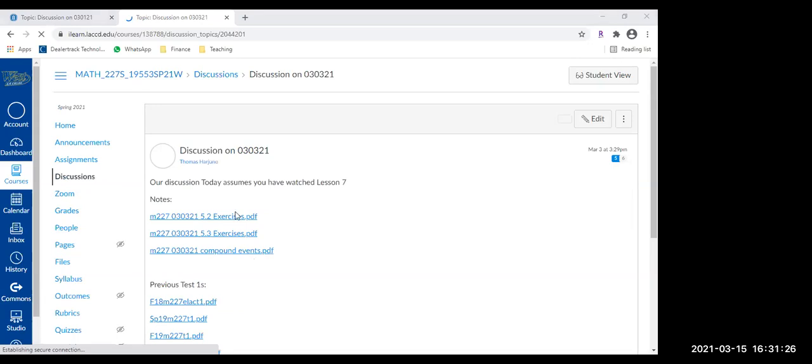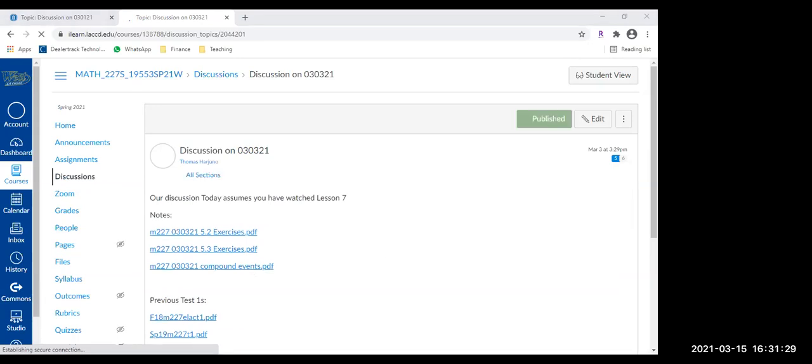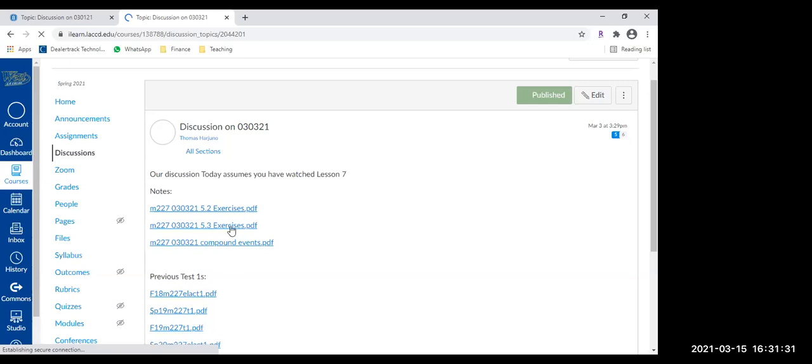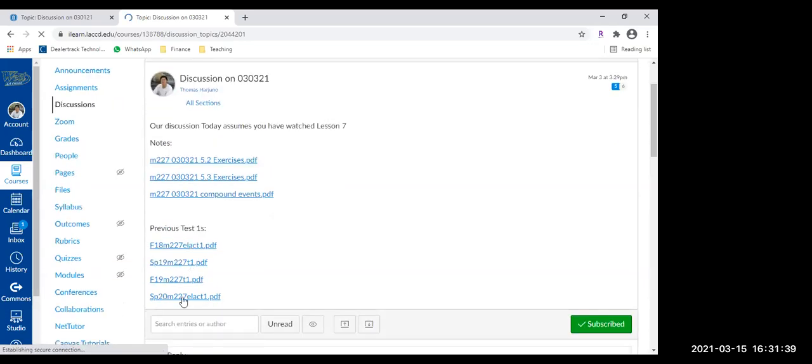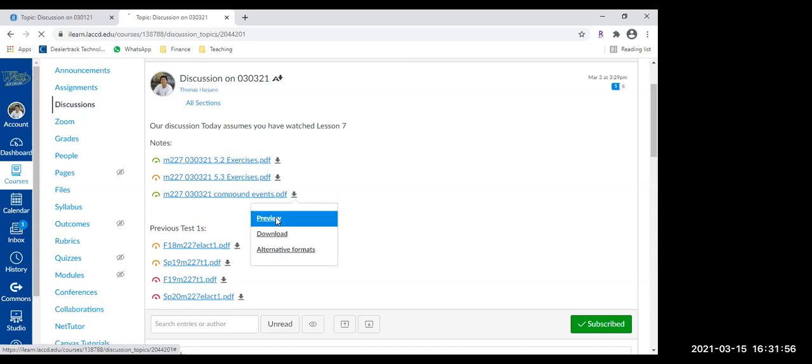And yeah, so on March 3rd, I went over 5.2 and 5.3, and then I did the compound event. Now, I also went over these 4 tests actually. I went over these 4 tests on that March 3rd, and then March the 8th and March the 10th. So on March 3rd, we went over these compound events.